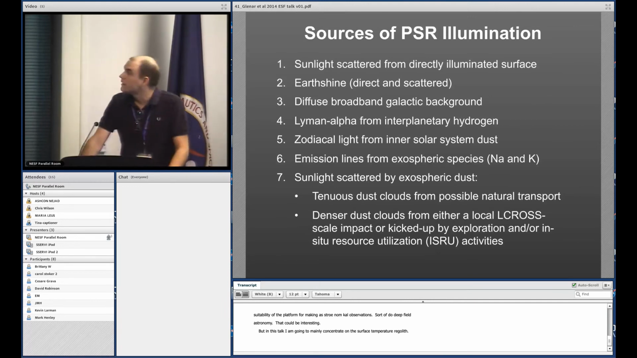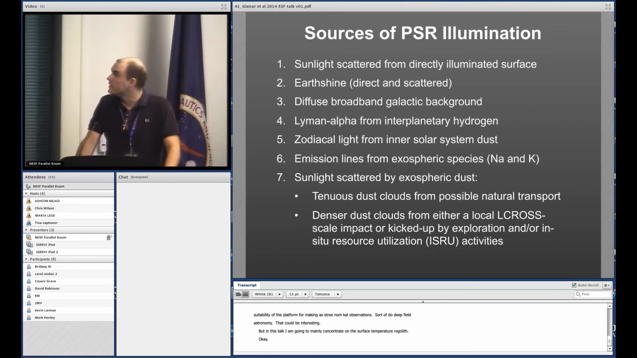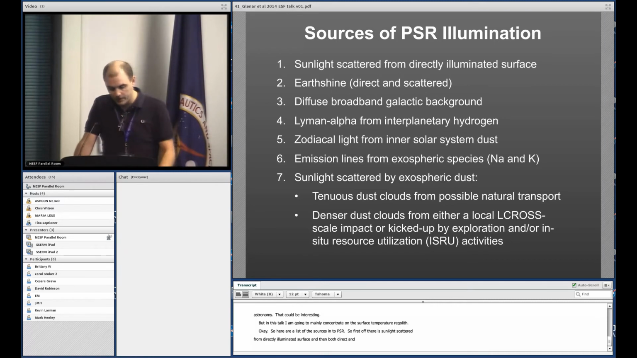Okay, so here is a list of the sources of illumination into a PSR. So first off, there's sunlight scattered from directly illuminated surface, so that's probably the dominant one most of the time. Then you have earthshine, both direct and scattered. Then you get a diffuse broadband galactic background. Then you have Lyman alpha from interplanetary hydrogen, and that's basically what the LAMP instrument uses to see in the dark on the moon.